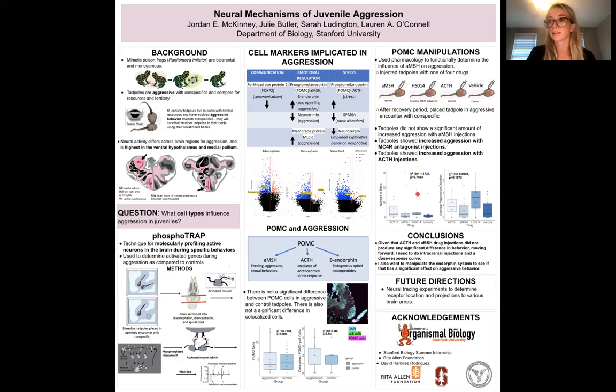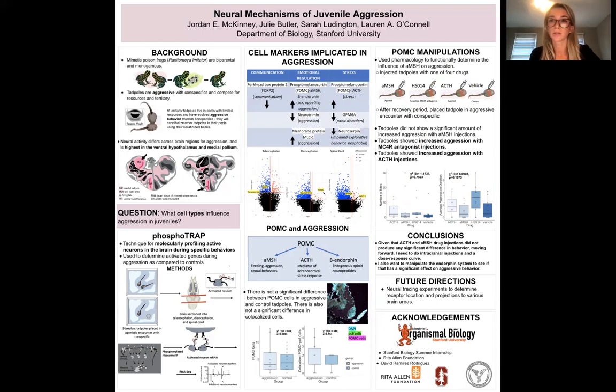So through video analysis of the tadpoles' behavior, it was seen that tadpoles showed increased aggression with the HSO14 injections, as well as with the ACTH injections. So you can see that here. However, given that these injections did not produce any significant difference in behavior, there are a couple things I'm planning on doing in the future.